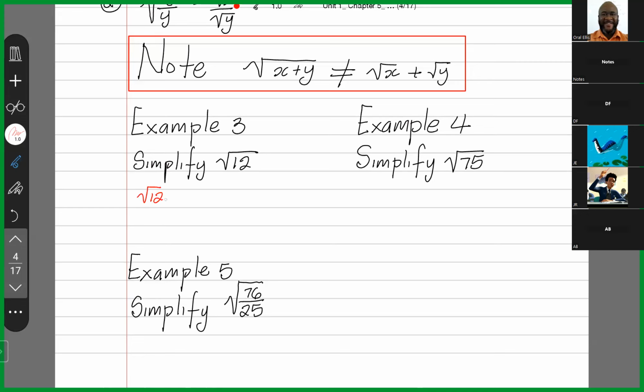Now, the root of 12 is the same as saying the root of what? 4 times 3. Now, this is the same as saying root 4 times root 3. But the square root of 4 is 2. So this is 2 multiplied by the root of 3. And another way to write that is simply to write 2 root 3. So in simplifying the root of 12, we get the root of 12 is equal to 2 root 3. Do examples 4 and 5.